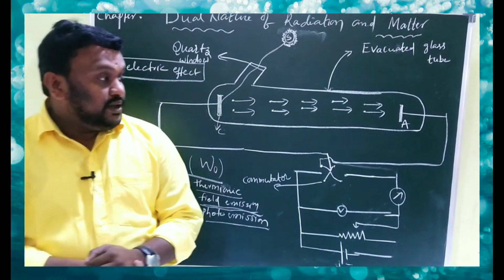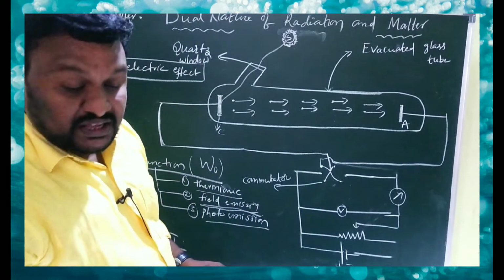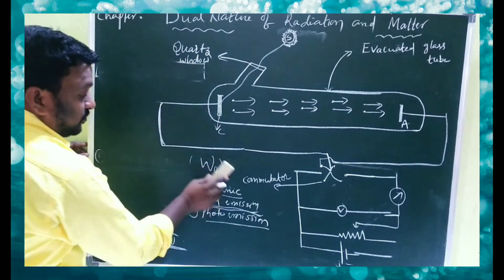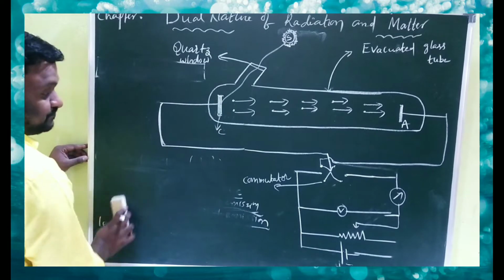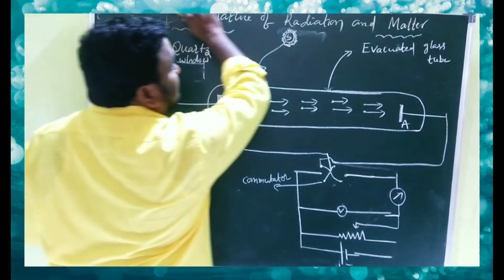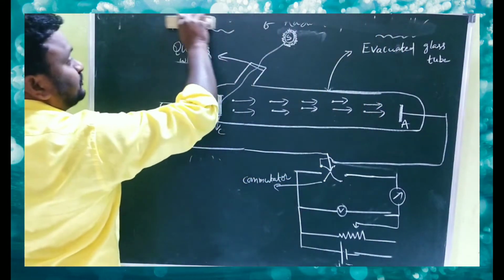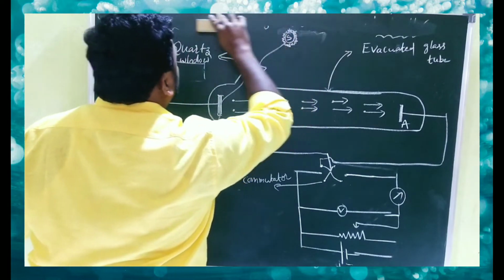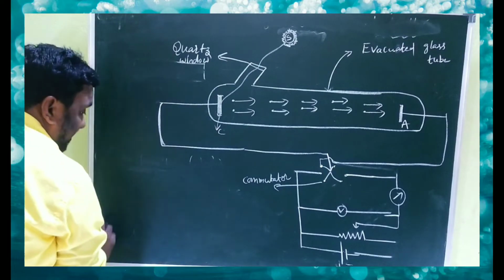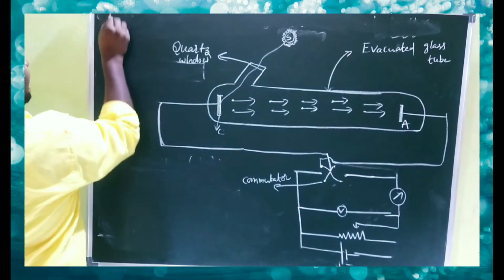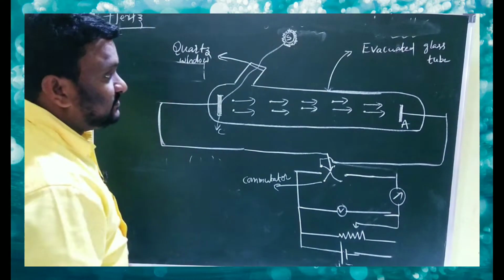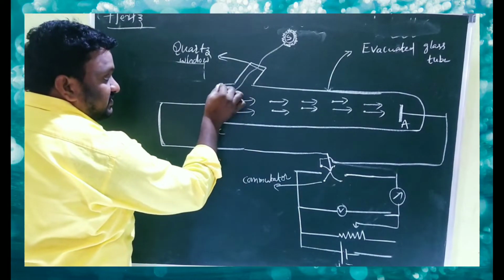Okay, children. Now we are going to discuss the experimental procedure to explain the photoelectric effect. The scientist's name was Hertz. Hertz explained the photoelectric effect. So children, watch carefully. There is one diagram on the board. You have to observe it very carefully. Hertz's experiment.